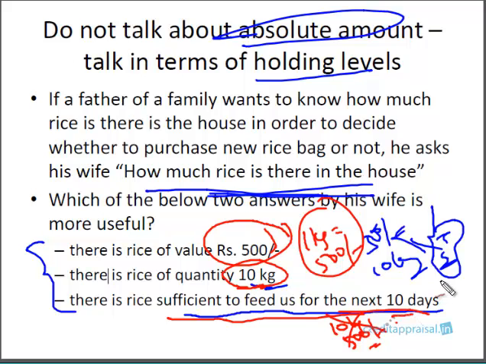So now though he's going to the market, maybe there's no urgency, right? Maybe he can purchase it after 5 days. There is no immediate urgency. So please understand that in the case of companies also, you never talk in terms of absolute values.